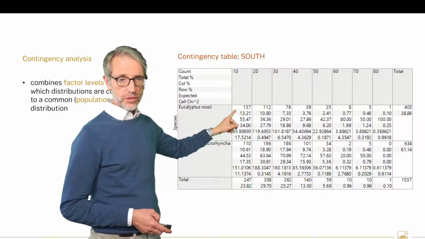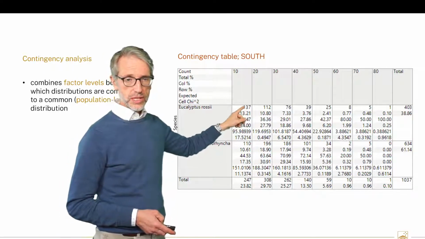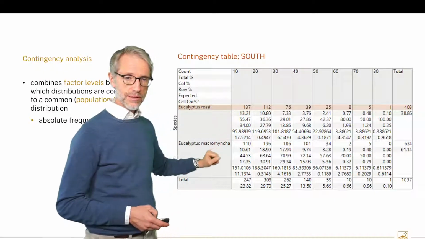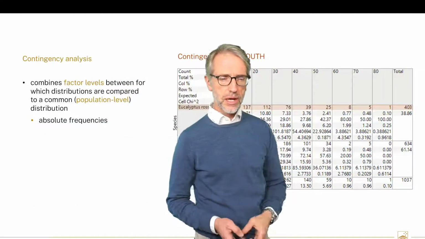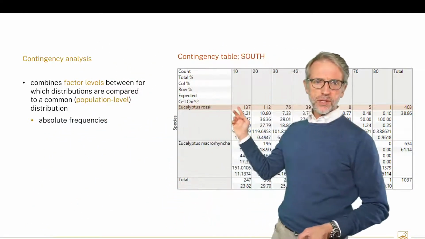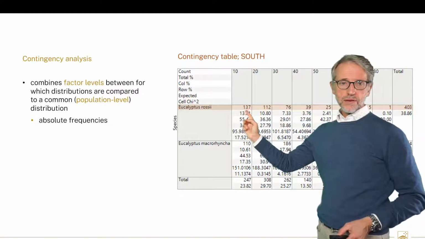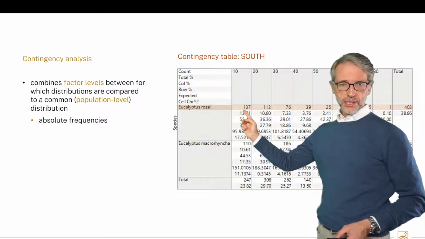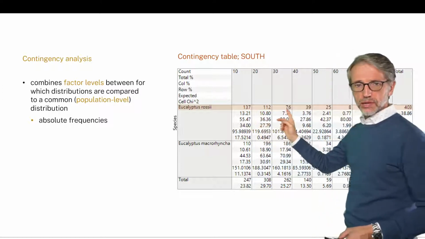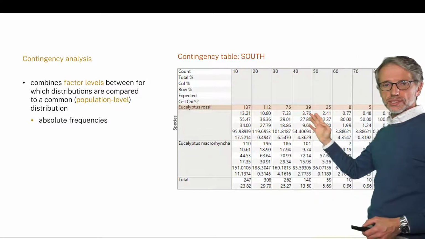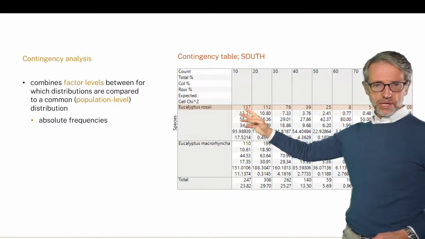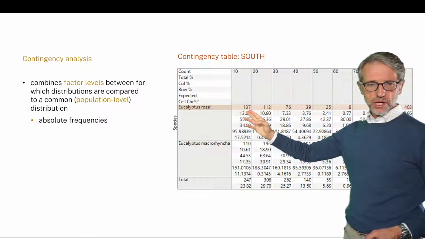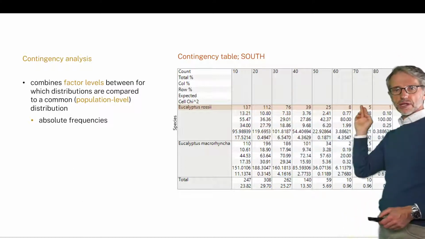The total count of observations that are sitting in each cell. Why don't we bring that up? The total count, the absolute frequency, if you like, of the number of individual Eucalyptus rossii that fall within a 10 centimetre class, 20 centimetre, 30 and so on. You can see exactly what we saw in our graph, that we have many observations over here in the smallest diameter class, and then it declines as we move up.